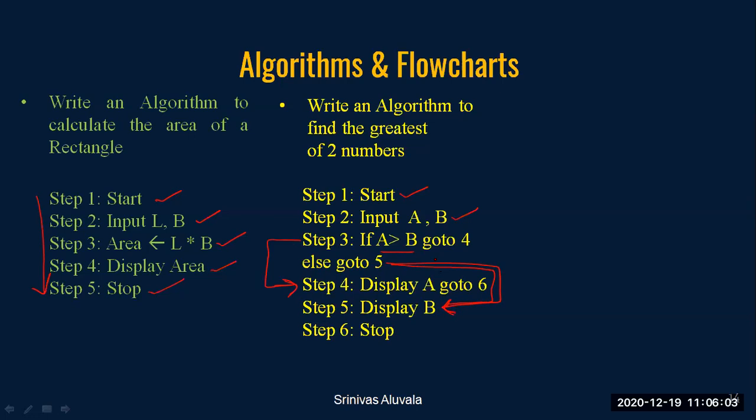And after going to 4, what is 4? Display. If A is greater than B, it goes to 4. And after going to 4, after printing this, it needs to move to 6. And the fifth step is not going to be executed. The fifth step will not be executed. So display A and move to 6. If this is not right, it comes back from here to here, and after printing, again it goes in sequence.